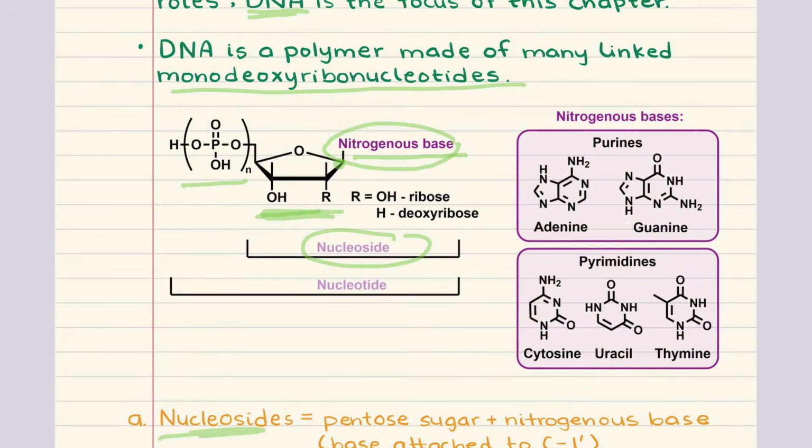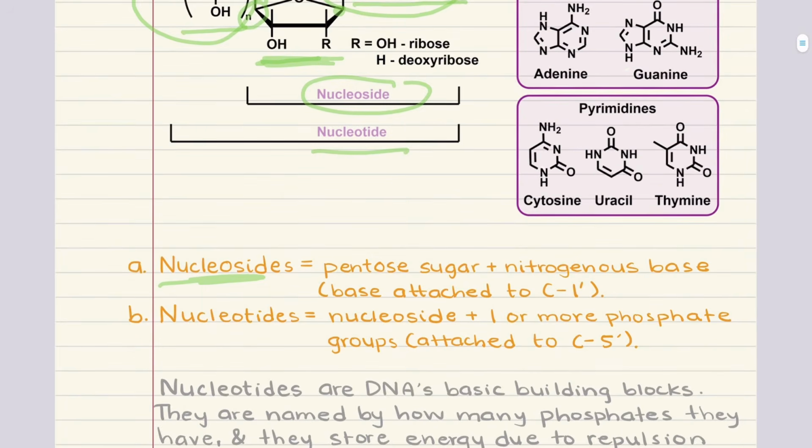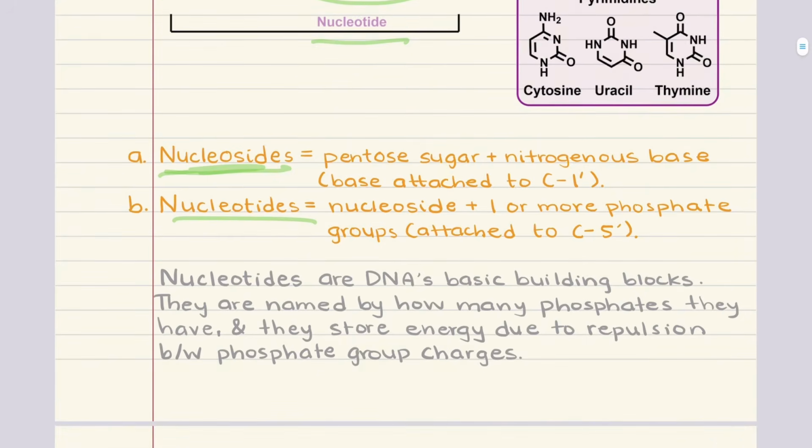That's it. Now, if we go ahead and we add 1 or more phosphate groups to that structure, bonded to carbon number 5 on that sugar, now we've created a nucleotide. So here's a quick summary. A nucleoside is a sugar plus a base. A nucleotide is a nucleoside with phosphate groups attached to it. Now, these nucleotides are the true building blocks of DNA. And when they're strung together in a long chain, they form the DNA polymer.